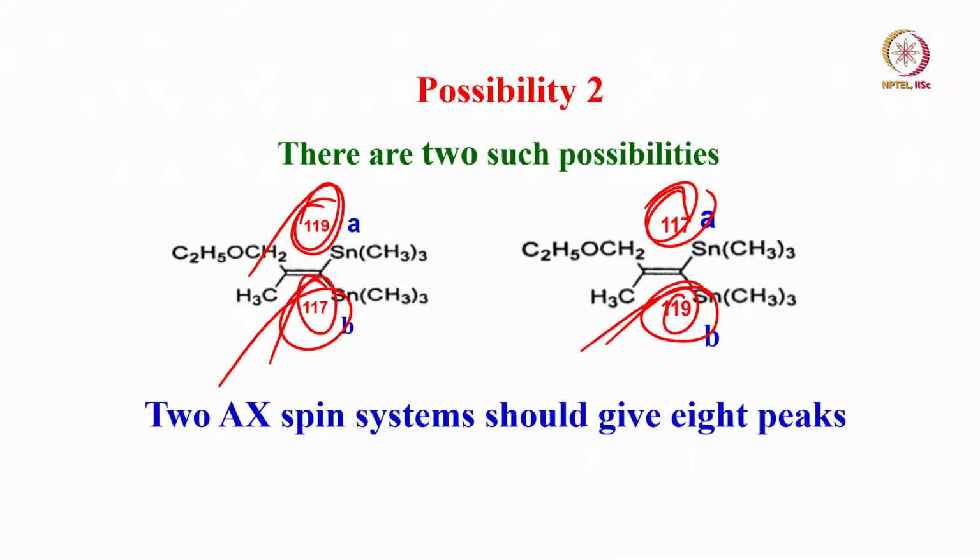Two AX spin systems, so you should get 8 lines. But remember, this is tin 117. That coupling is seen, but this doublet will be seen only in the tin 117 NMR. So you will get only one doublet for this and one doublet for this 119. That's all you are seeing.